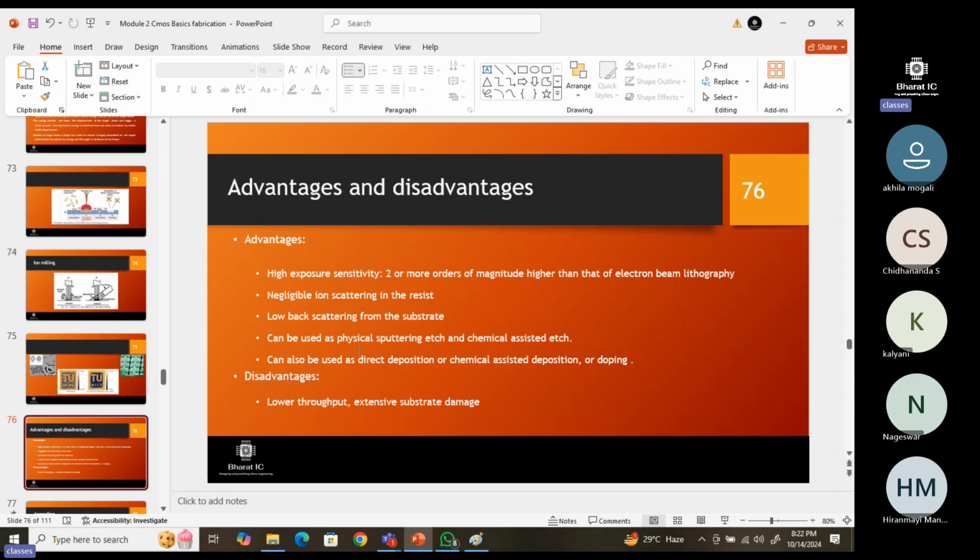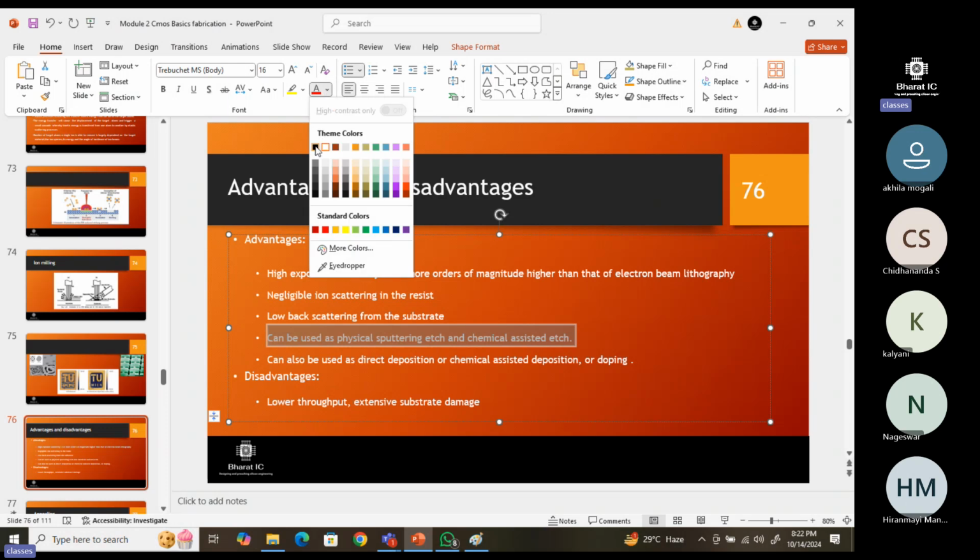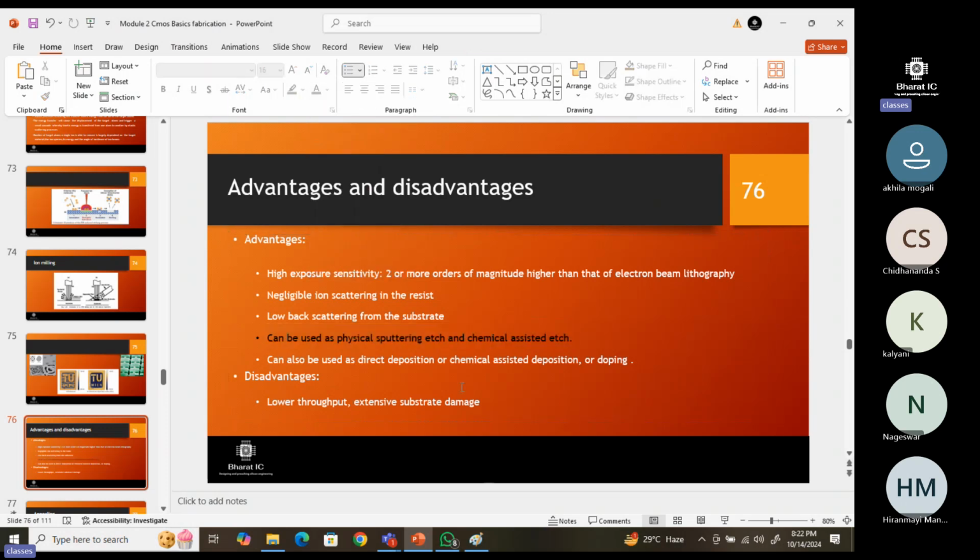It can be used as a physical sputtering etch and chemical assisted etch. This can be used for this also. So this is not required for you guys, you can just black out this point.